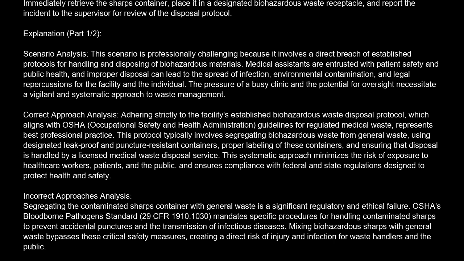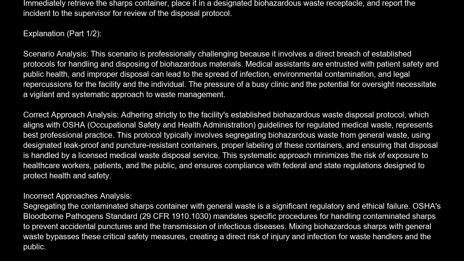This protocol typically involves segregating biohazardous waste from general waste, using designated leak-proof and puncture-resistant containers, proper labeling of these containers, and ensuring that disposal is handled by a licensed medical waste disposal service. This systematic approach minimizes the risk of exposure to healthcare workers, patients, and the public, and ensures compliance with federal and state regulations designed to protect health and safety.